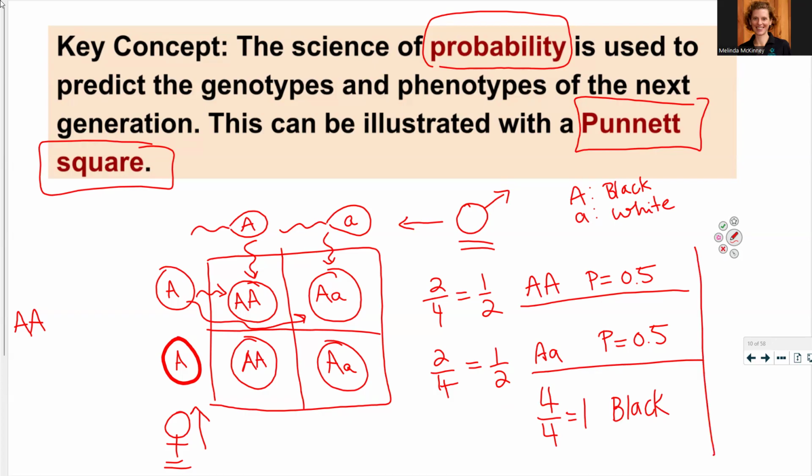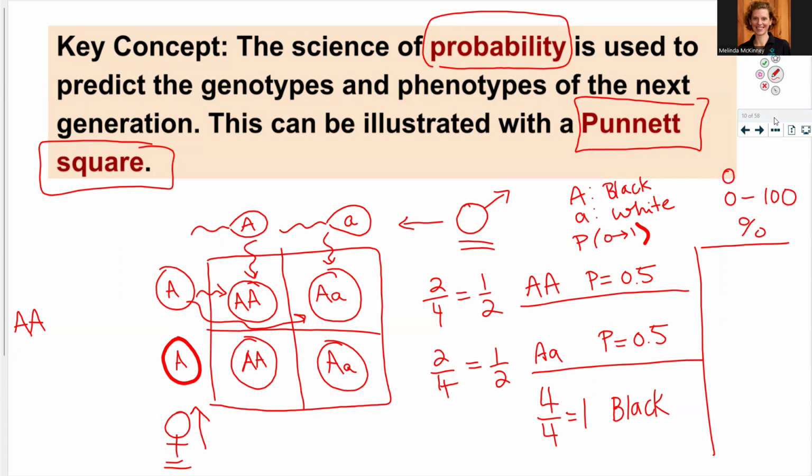So probability is a number between 0 and 1 by definition. So probability is from 0 to 1, whereas percent, which we're usually a little more familiar with, is a number from 0 to 100. So probability of 0 is 0, probability of 1 is 100%. So in this case, we've got 50% probability of having homozygous dominant offspring. We've got 50% probability of having heterozygous, and we've got 100% probability that the offspring is going to have black fur.